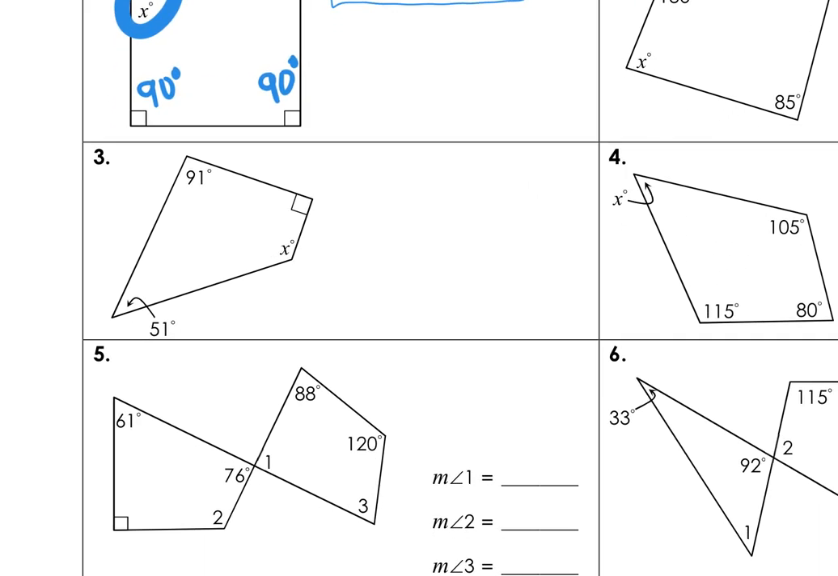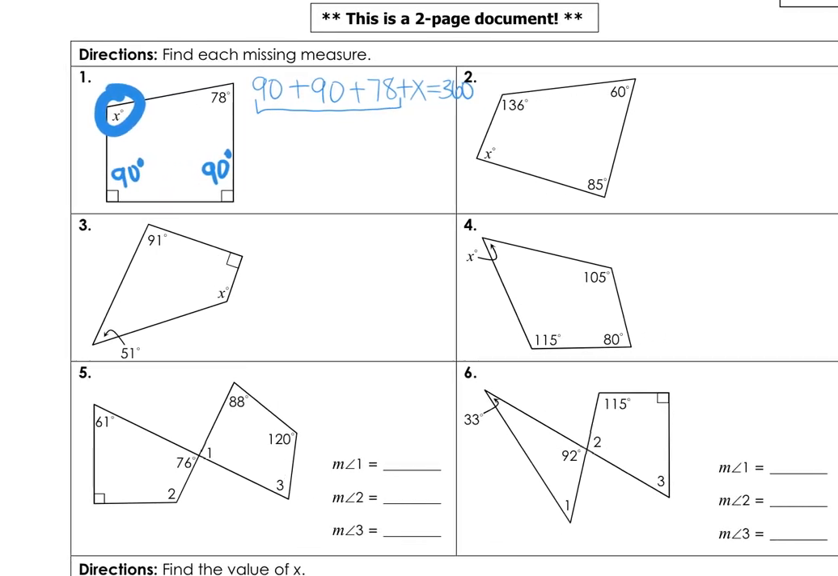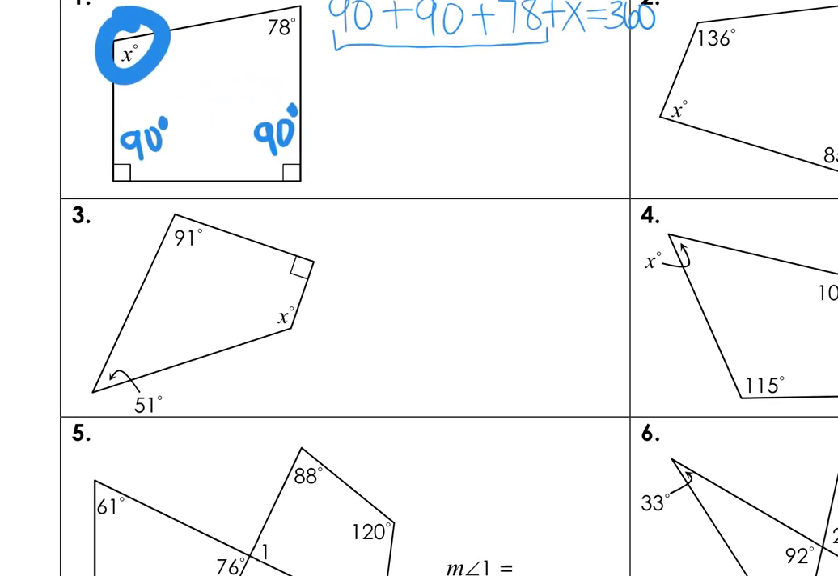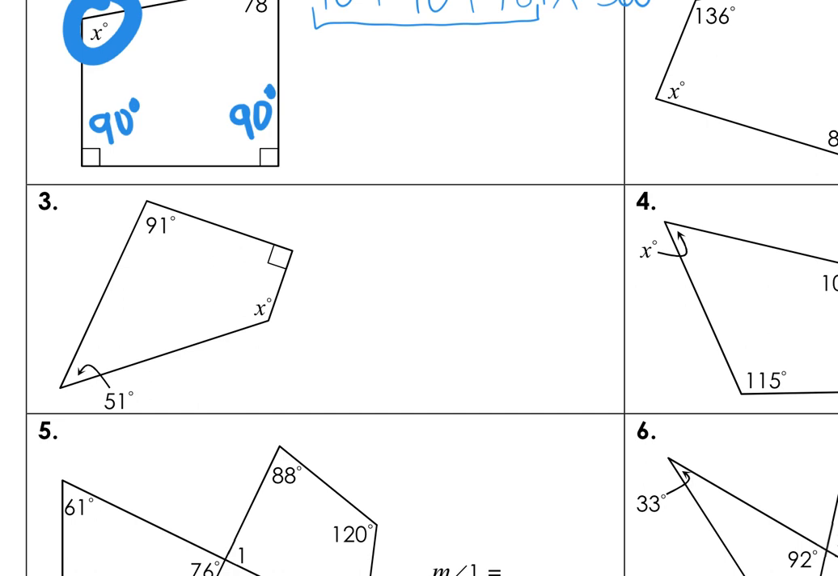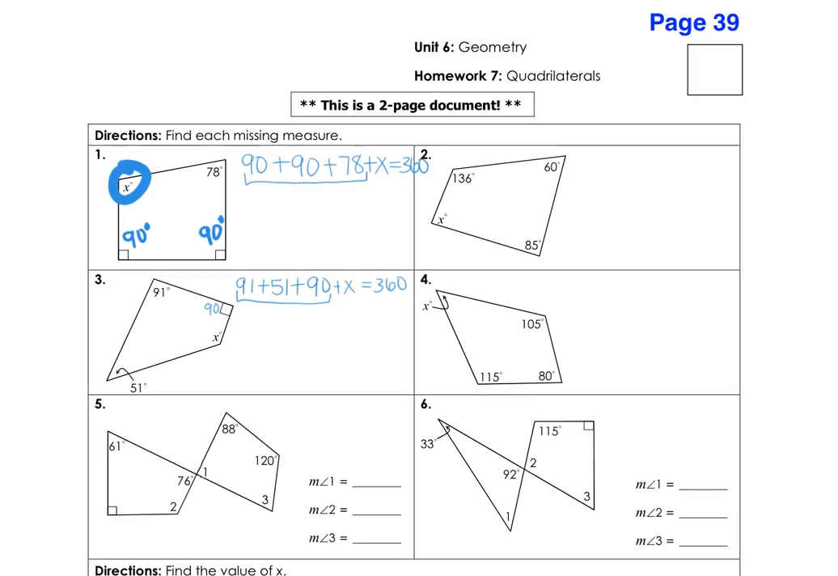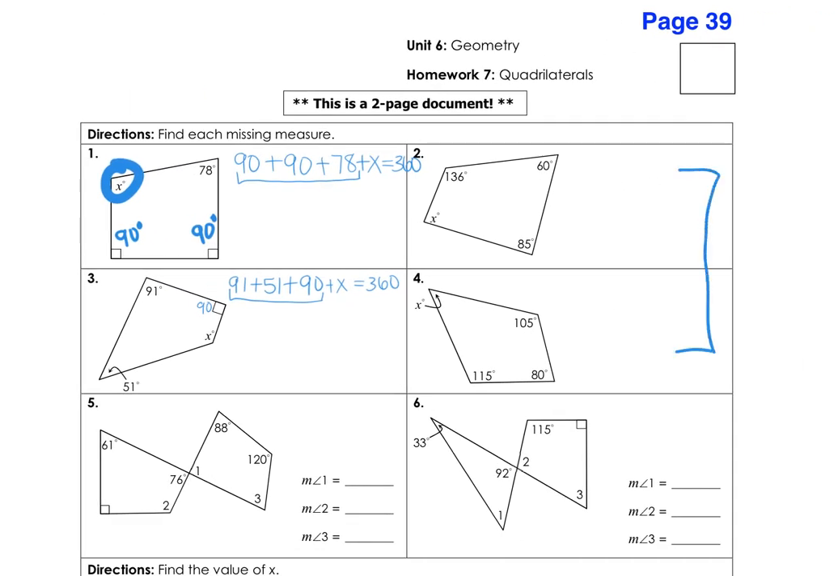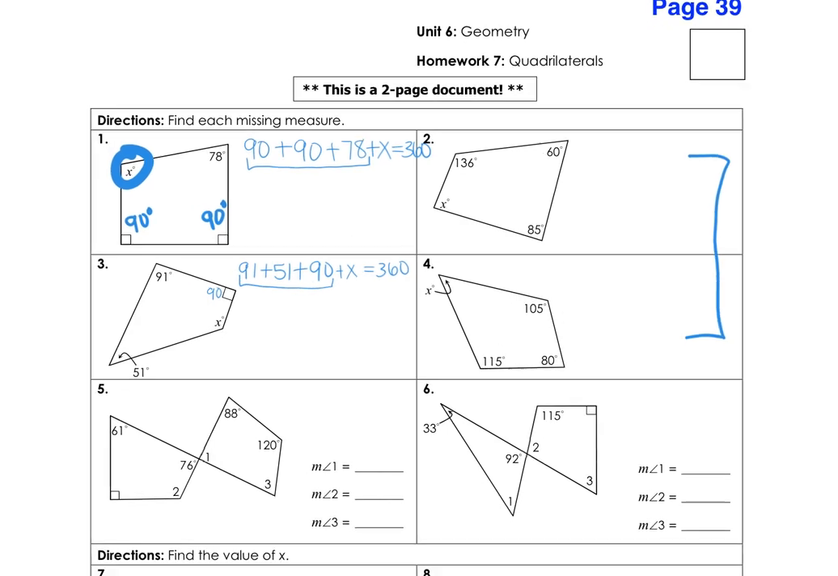You'll do the same thing here in number 2, 3, and 4. I'll just look at number 3 with you. Again, you want to make an equation where you add up all the four angles. So 91, 51, 90, which is anytime you see that, it's 90, and then x, and put it equal to 360. You'll put those together, and then whatever you get, just subtract it from 360, and that'll give you the missing angle measure for x. So those first four, you'll do just like that. They should be pretty straightforward and easy for you.